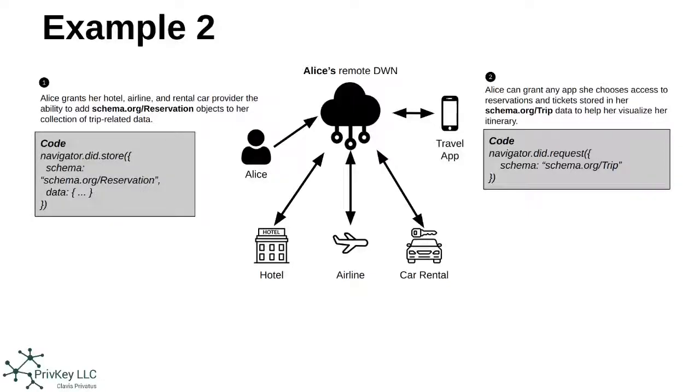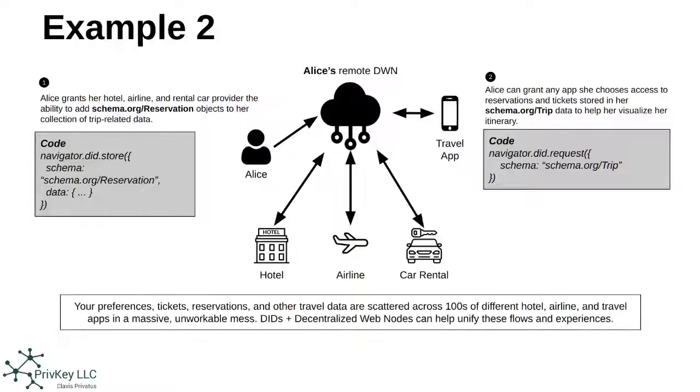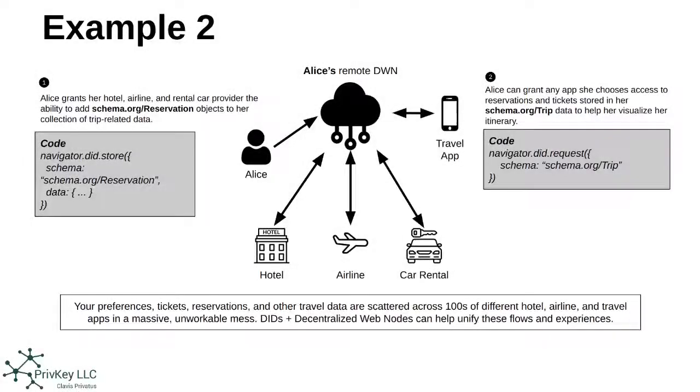And the travel apps can then engage and talk to it, to see what Alice's trip is all about, and bring that up. Your preferences, tickets, reservations, and other travel data are scattered across 100 different hotel, airline, and travel apps, so that's a massive problem. By doing this with DIDs and decentralized web nodes, you can unite all these flows and experiences much better. Those are two very valid examples that give you this ability.